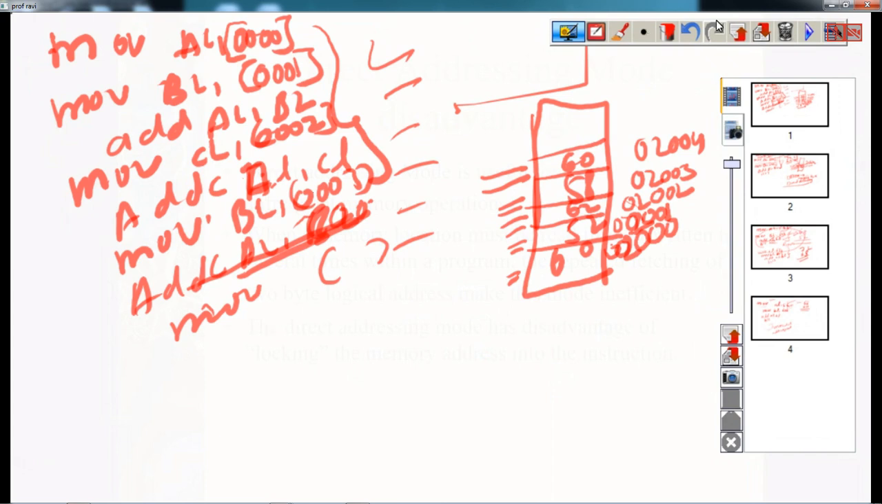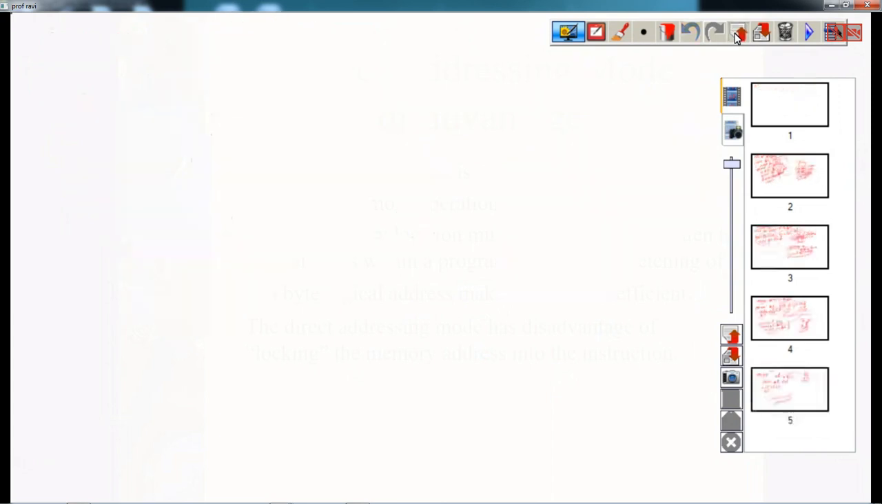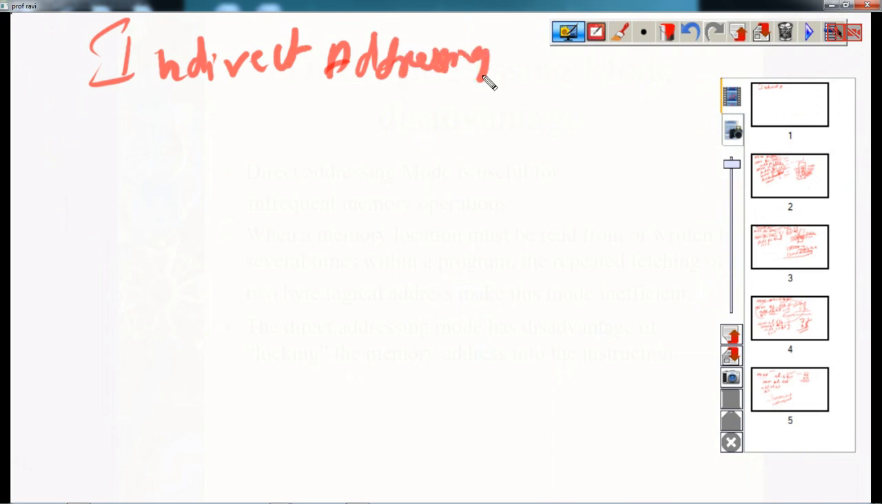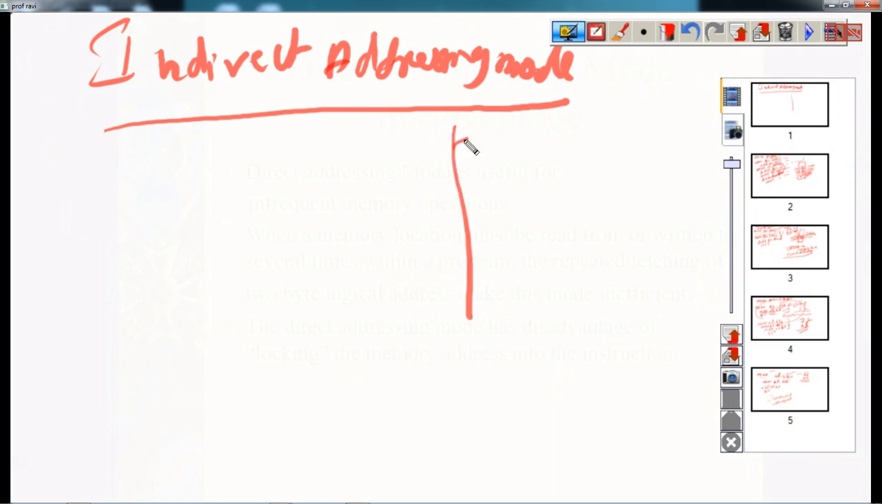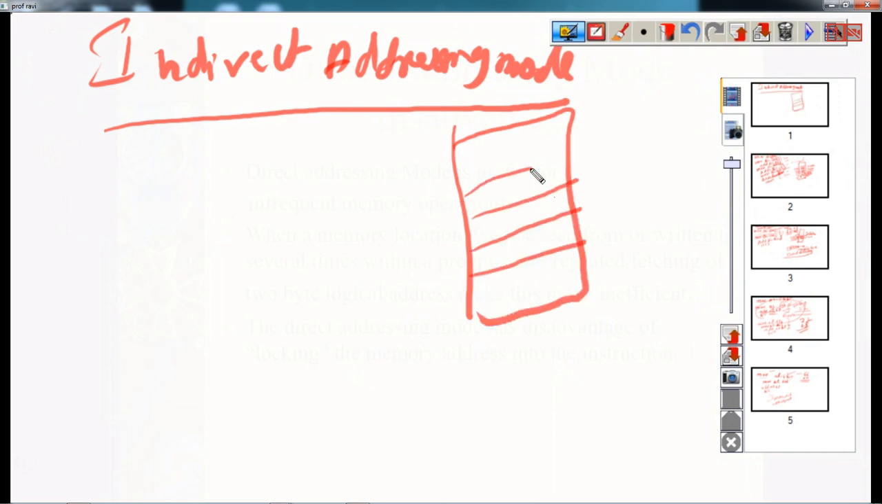So the alternative is we will use indirect addressing mode, not the direct addressing mode which we talked about, where we specify the memory locations in the instruction. What do you mean by this indirect addressing mode? Now let us see. We have 5 bytes here, and these 5 bytes need to be added.